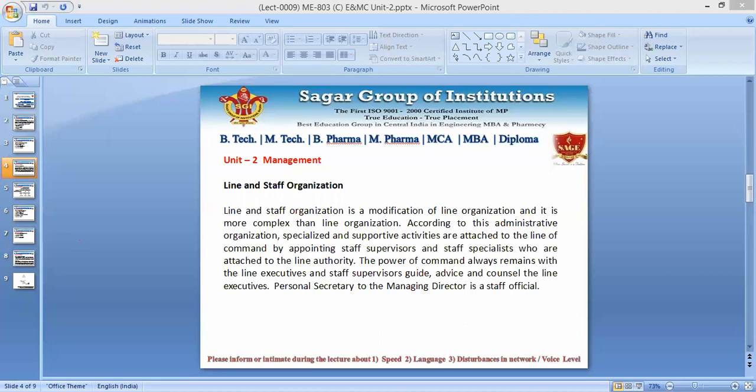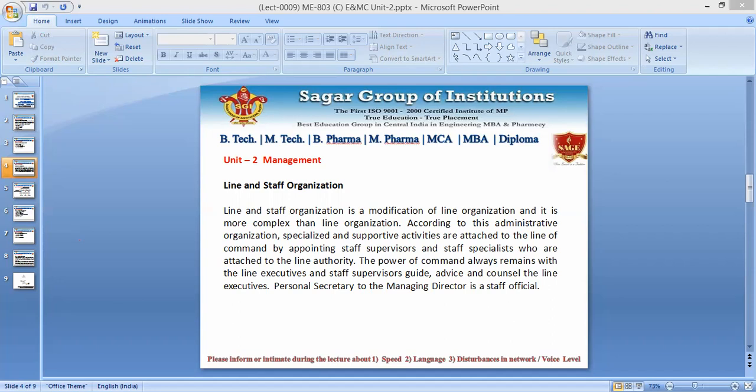The power of command always remains with the line executive only, but the staff supervisors will guide whoever is attached to these line executives. These staff supervisors will guide, advise, and counsel also towards the finalization of any decision. This helps, it is good for employees and also very good for the future of the company.